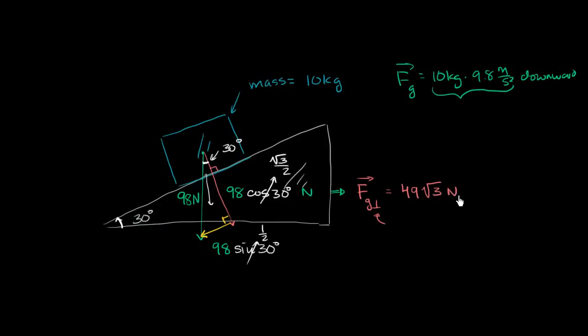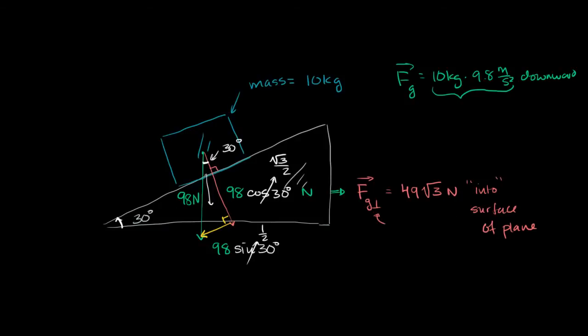And its direction is into the surface of the plane, or the surface of the ramp. And it's in this direction over here. And I have to do this because it's a vector. I have to tell you what direction it's going in.